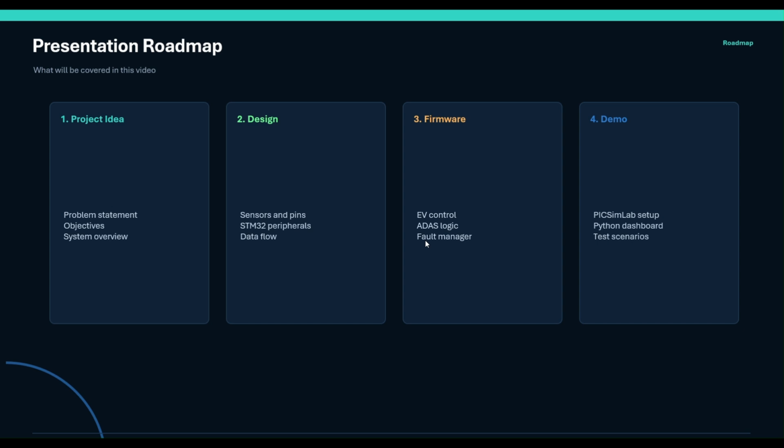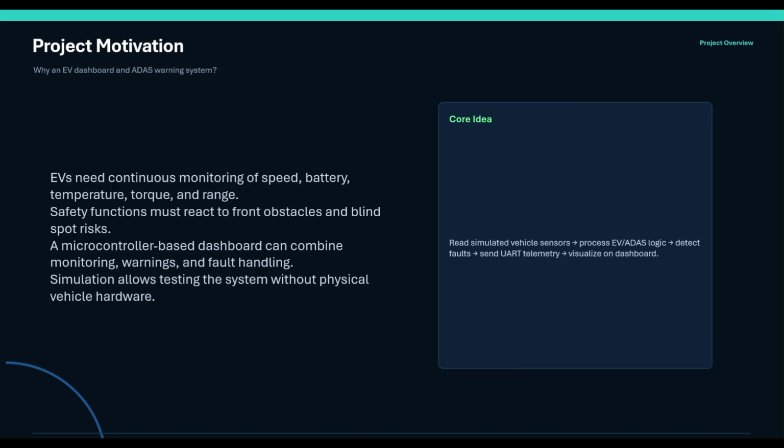This presentation is divided into four parts. First, I will explain the project idea and objectives. Then I will describe the system architecture and STM32 peripherals. After that, I will show the firmware models and UART data format. Finally, I will move to the code walkthrough and live simulation with the dashboard.